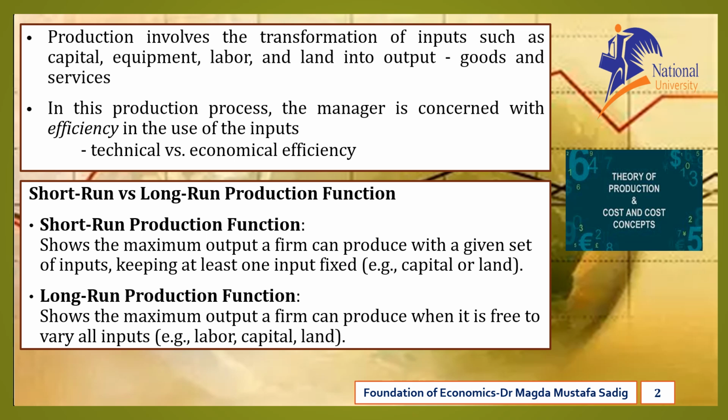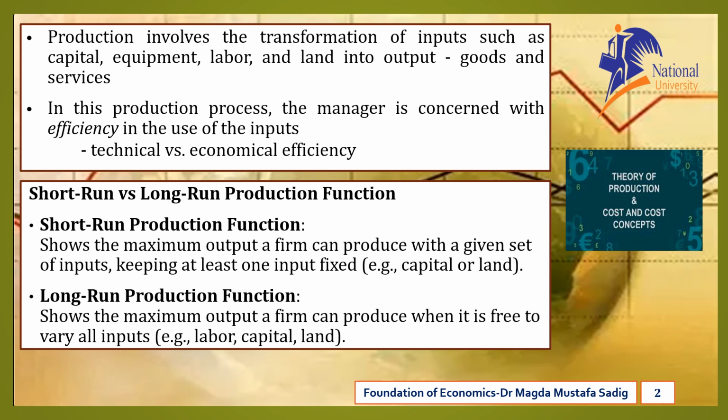For example, a bakery uses flour, ovens, bakers, and electricity, which are inputs, to produce bread and cakes, which are outputs. What do we mean by efficiency in production? Managers are always focused on using inputs efficiently. There are two main types of efficiency we need to understand: technical efficiency and economic efficiency.